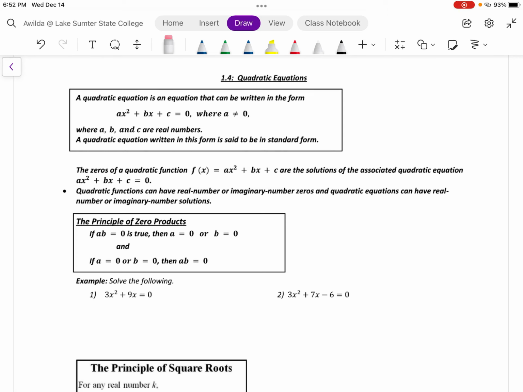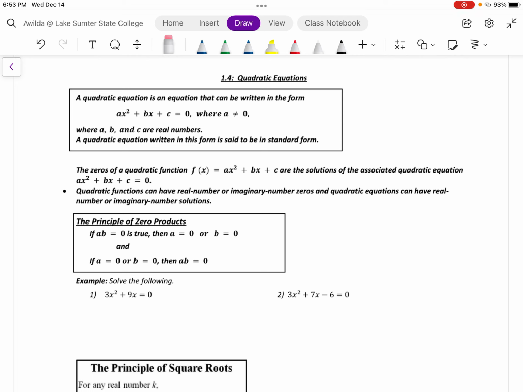In section 1.4, we're going to review different ways of solving quadratic equations. Let's start by reviewing what a quadratic equation looks like when written in standard form. We have a times x squared plus b times x plus c equals 0, where a, b, and c are real numbers such that a is not itself equal to 0.